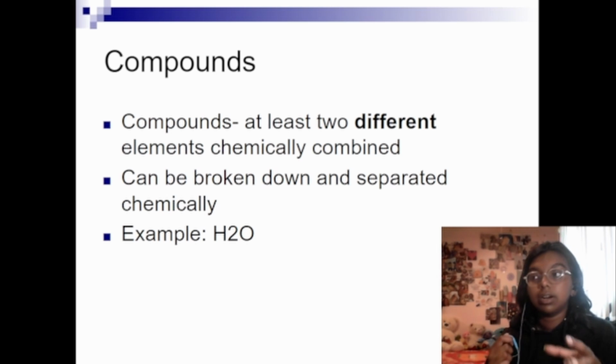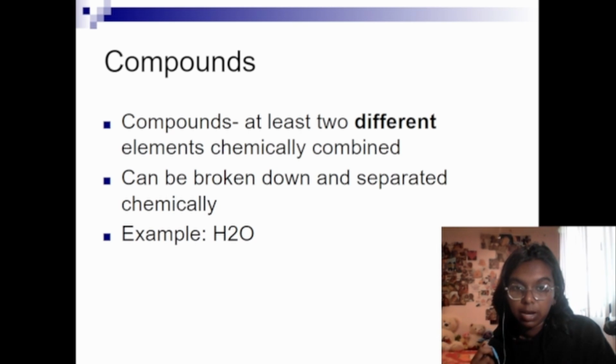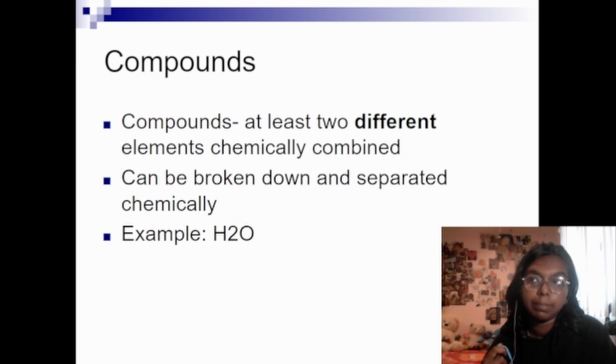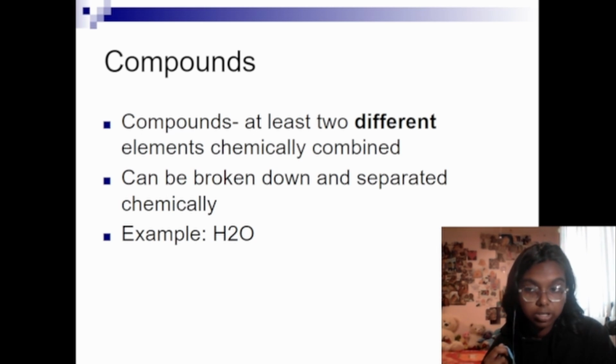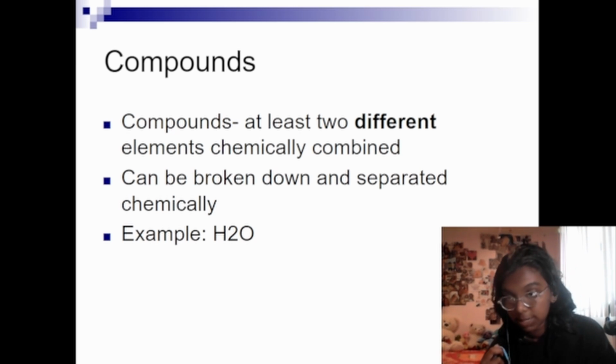And then another pure substance is a compound, which is two different elements chemically combined, and it can be broken down and separated, but you have to do it chemically. It can't be broken down by physical means. So in H2O, the hydrogen and the oxygen are chemically combined to create the compound H2O, water. You can't separate it using physical means, but you can separate it chemically.